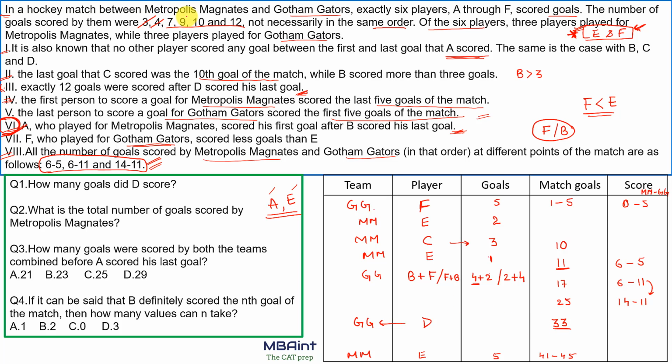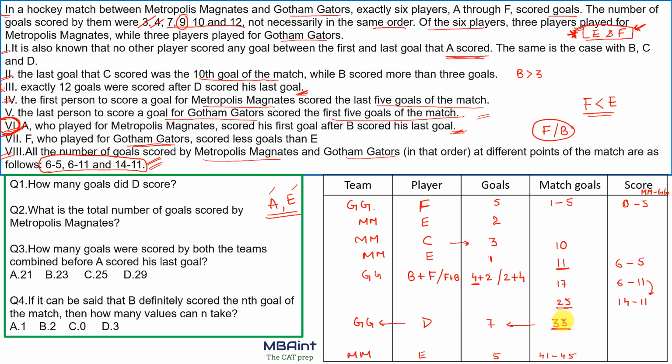Now if I take 9 goals for D, let's suppose if I give 9 goals to D, then it means that D has started making goals from the 24th goal, but that is not possible, because till the 25th goal nobody was scoring any goals from GG. So D cannot take 9, so the only possible value that D can go with is 7.